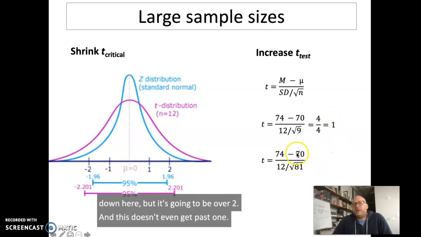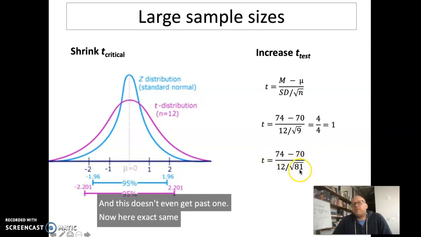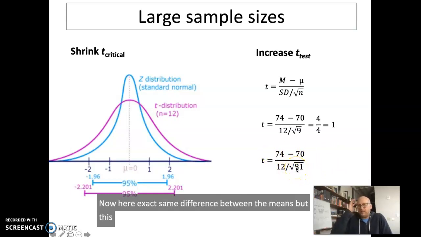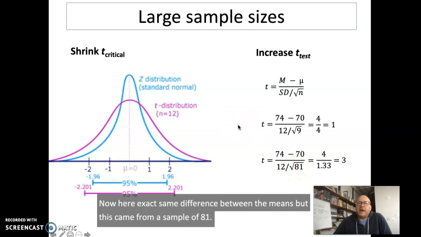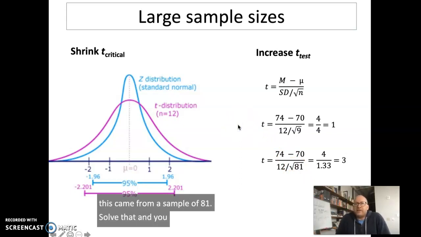Now here, exact same difference between the means, but this came from a sample of 81. Solve that, and you get a T value of 3.